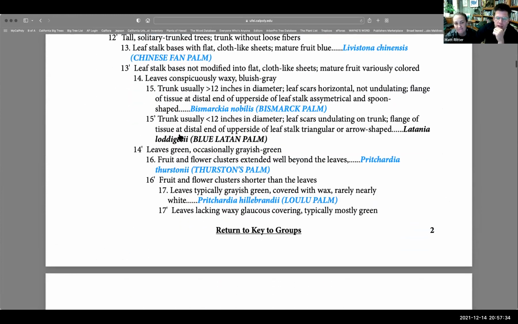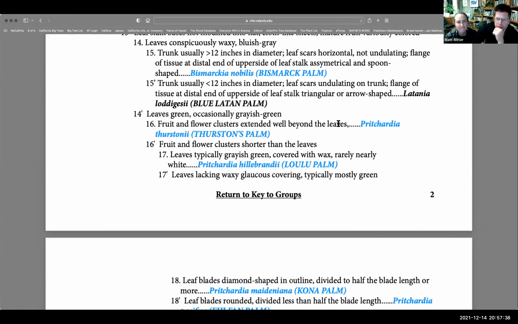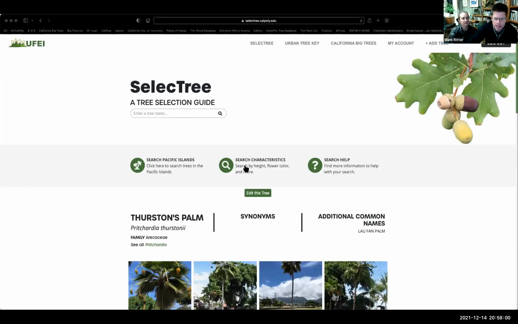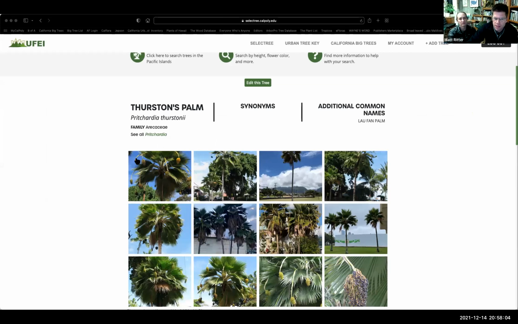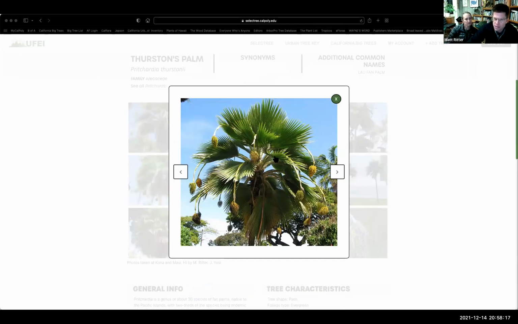I think Morgan asked about the differences between the Pritchardia, and here are listed all the differences between the Pritchardia. For instance, if you see Pritchardia thurstonii, the flowers and fruit clusters are extended way beyond the leaves, and each one of these is linked to that select tree page. If I link this, will you see it? I don't know. See what happens there. Can you guys still? Oh yeah, you did see that. So notice here that in Thurston's palm, see how the flower and fruit clusters are way out beyond the leaves. Click on that and you can see it here. That's obvious, Pritchardia thurstonii always has that characteristic associated with it.